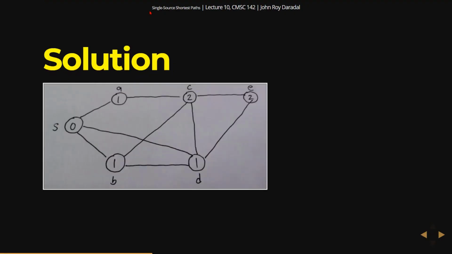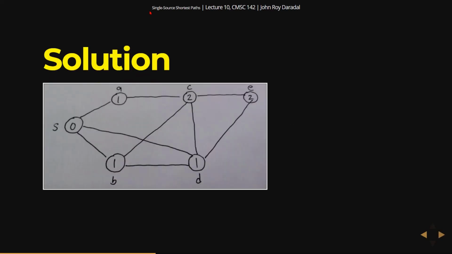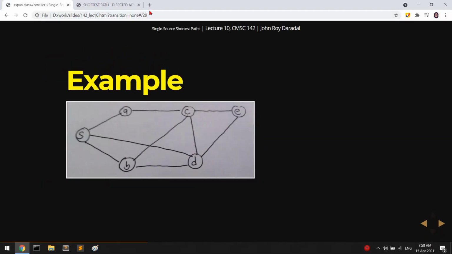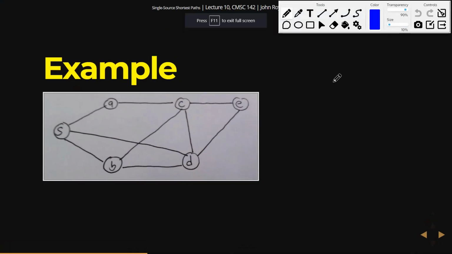Okay, so pretty straightforward, right? Now, since we used BFS, do you think we can use DFS for the same problem as the SSSP for unweighted graphs? Do you think we can do that? So let's try. If we used DFS here, what would have happened?